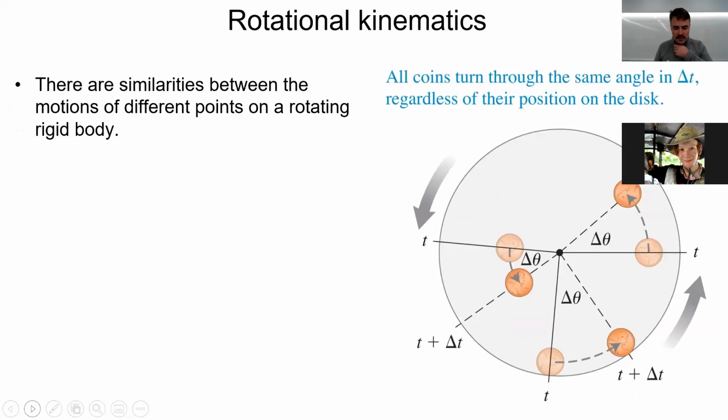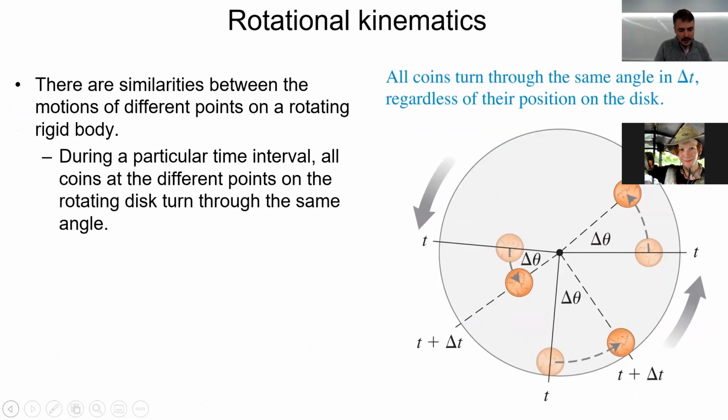So this is talking about rotational kinematics. So you remember when we started studying motion, we talked about kinematics, which is just like velocity, acceleration, position, so how things move, description of how things move, versus dynamics, which is where we got into forces, which is why things move, like Newton's laws. So we're starting here with rotational kinematics. How do things go when they're rotating? So during a particular time interval, all these coins went through the same angle. So we're going to use angles when we describe the motion of something that is rotating.